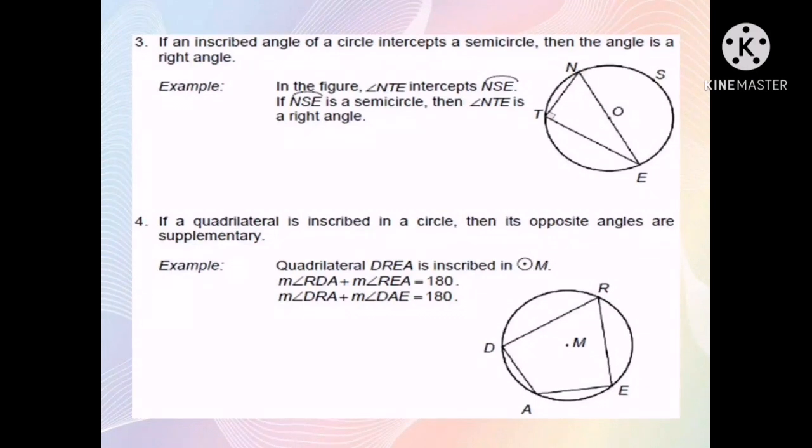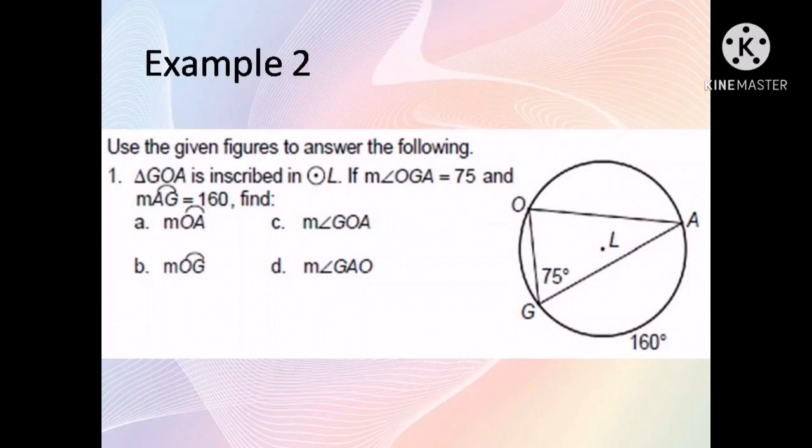So let's have now the example number 2. Use the given figure to answer the following. We have here a triangle GOA, which is inscribed in circle L. If the measure of angle OGA is equal to 75 and the measure of arc AG is equal to 160, let's find A, the measure of arc OA, B, the measure of arc OG, C, the measure of angle GOA, and D, the measure of angle GAO.